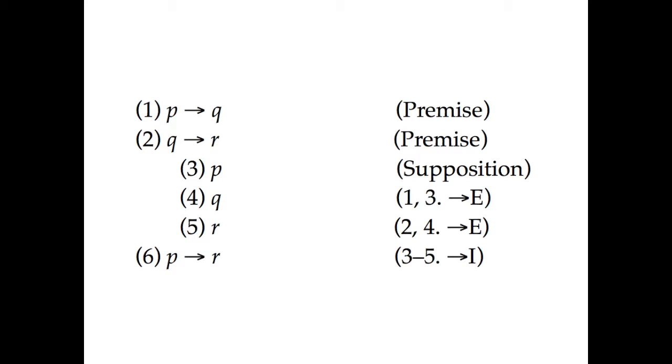So line 6 just says p arrow r. And again, that's lined up with statements 1 and 2. It's not lined up with statement 3, because line 6 is not something that we only proved supposing that statement 3 were true. It's something that we've proved just using our premises. And we've proven it with lines 3 through 5 using our arrow introduction rule.